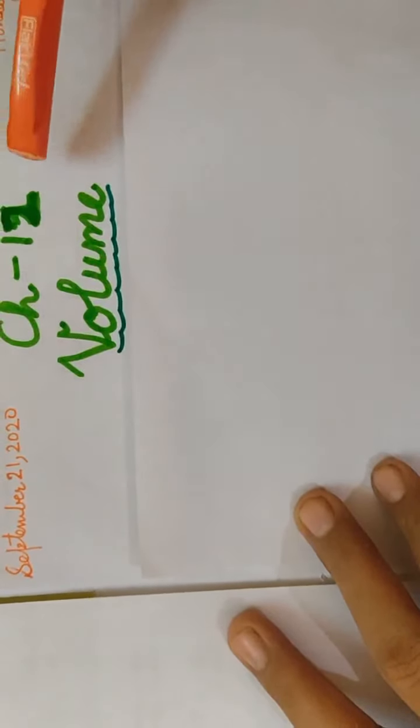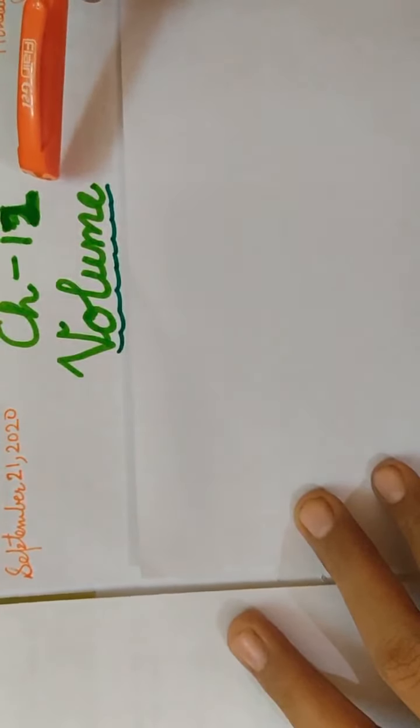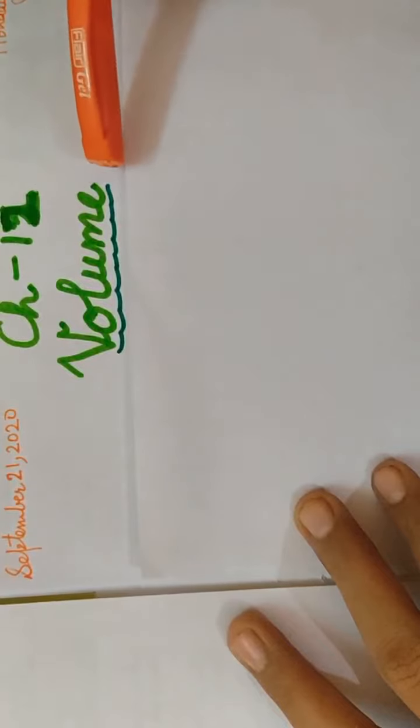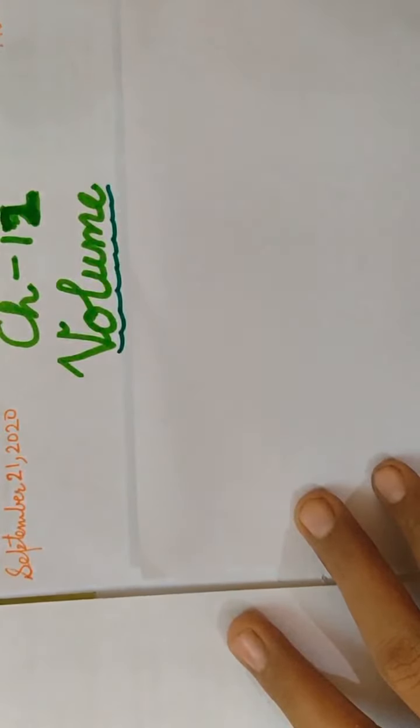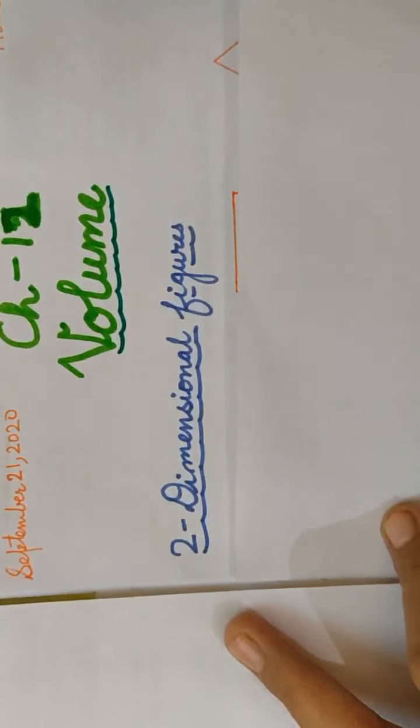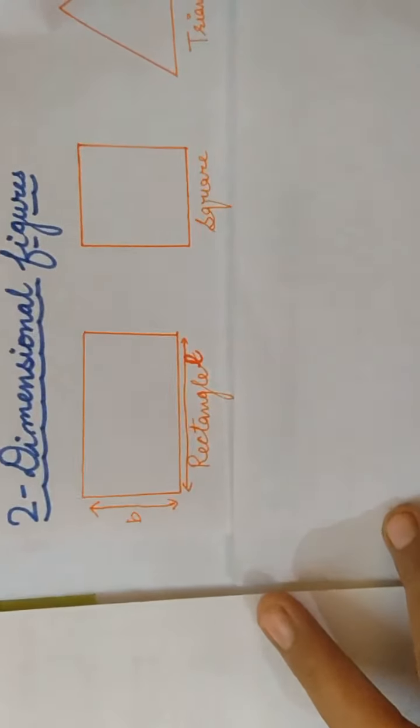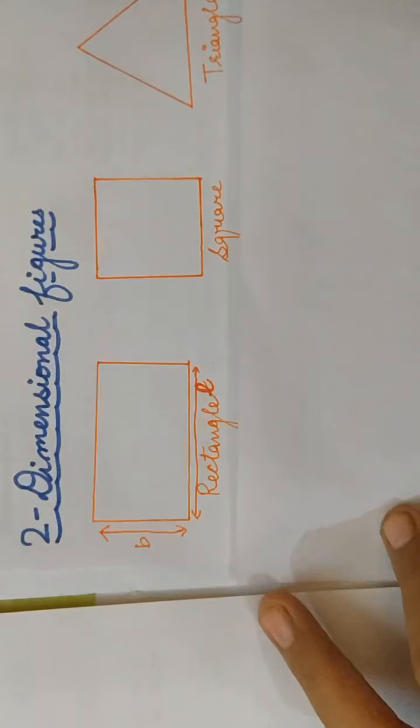Good morning, dear students. Today we will start the new chapter, chapter number 12, Volume. Students, in the previous chapter, chapter number 11, we studied about two-dimensional figures like rectangle, square and triangle.